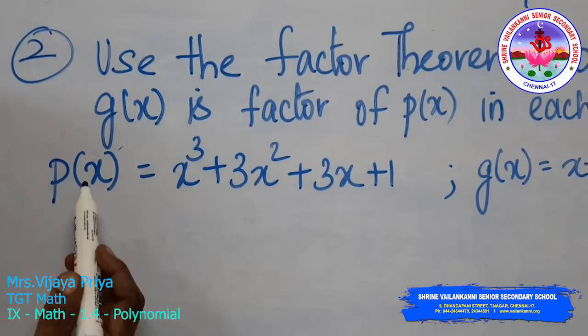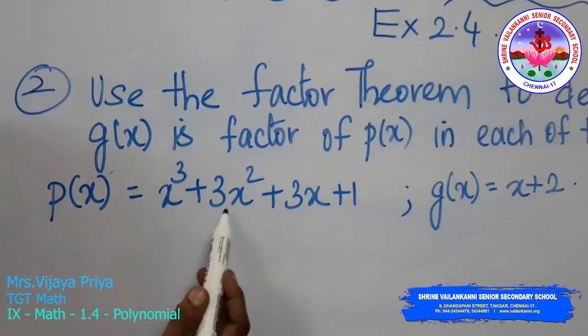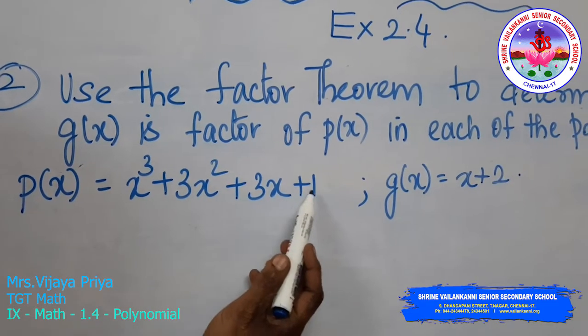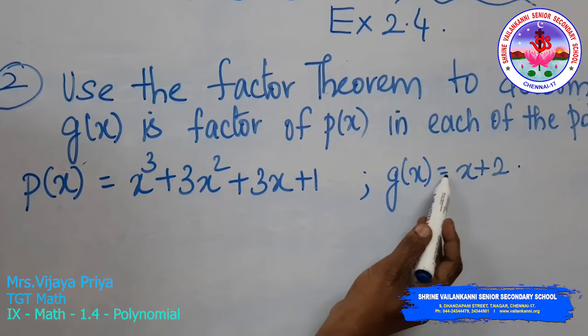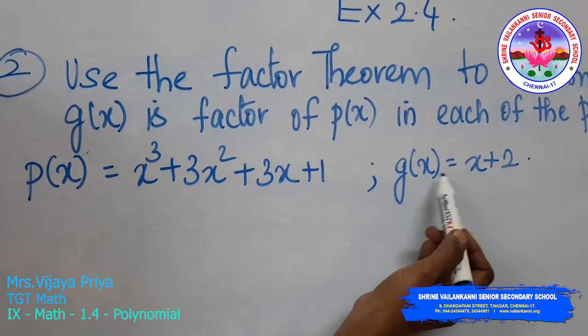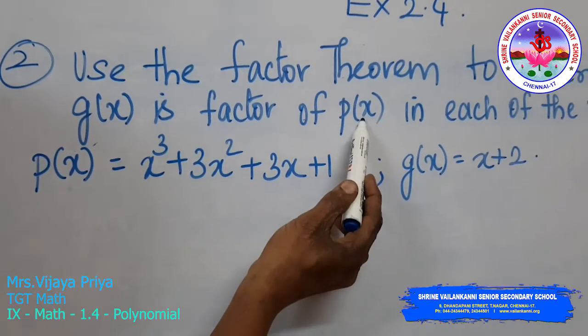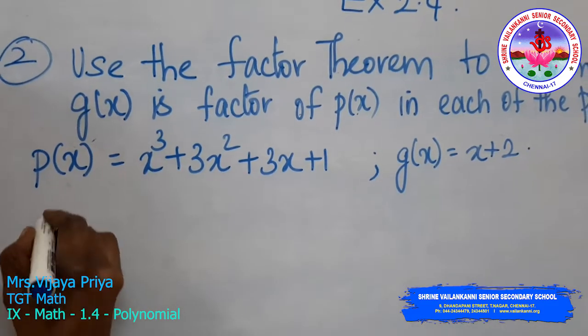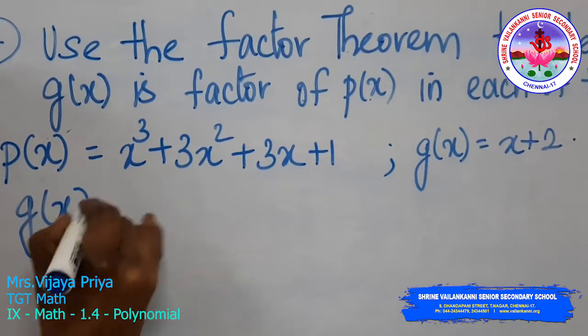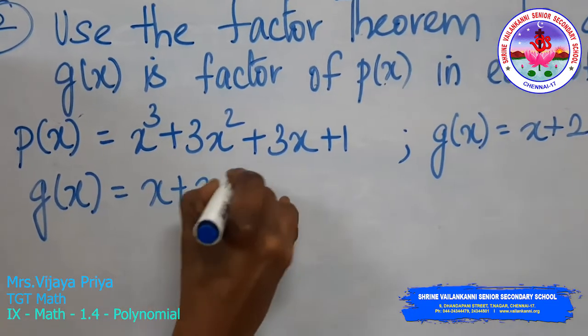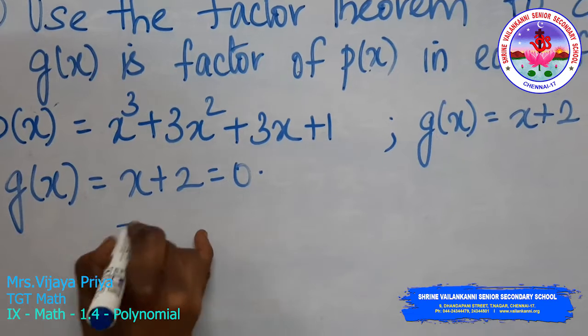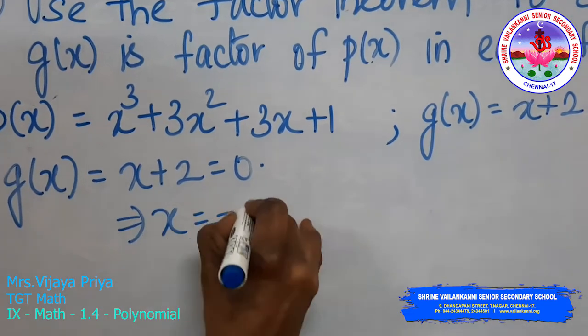Second problem: p of x equals x cube plus 3x squared plus 3x plus 1, where g of x equals x plus 2. Here we want to show that g of x is a factor of p of x. First we equate g of x to 0 to get the value of x. So we get the value of x as minus 2.